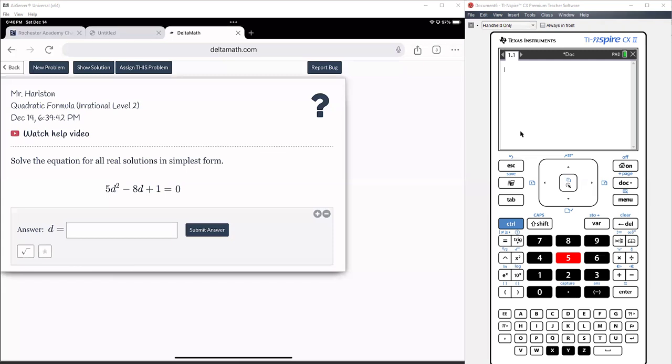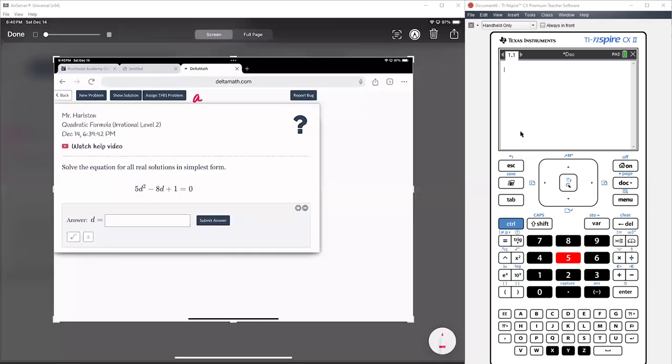All right, so now, again, I need the A, which is 5. The B is -8, and the C is 1. Now I'm going to store those numbers. So this is going to be 5, control, store into A. Then we're going to have -8, store that into B. And then we're going to store 1 into C.